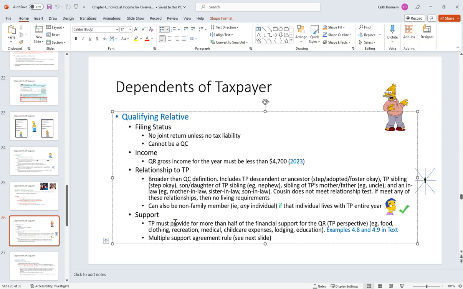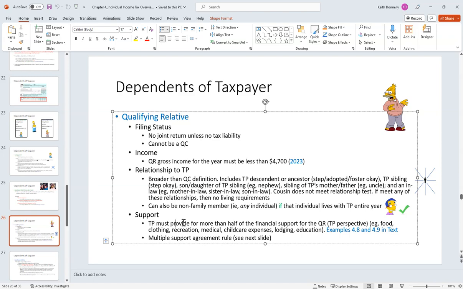The next one here is the support test. And be aware, this is a different support test from the qualifying child. It's not the same. They look the same, but it's different. Here, we're looking through Homer's eyeballs, not Maggie's. We're looking from the taxpayer's perspective, and we're saying, did Homer affirmatively provide more than half of the support for Maggie or Grandpa?